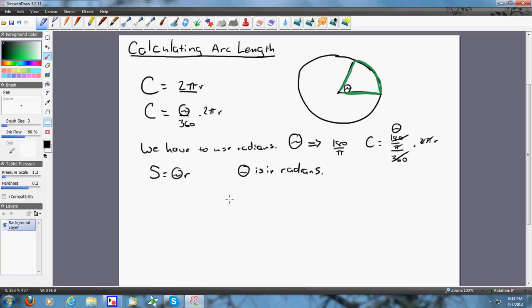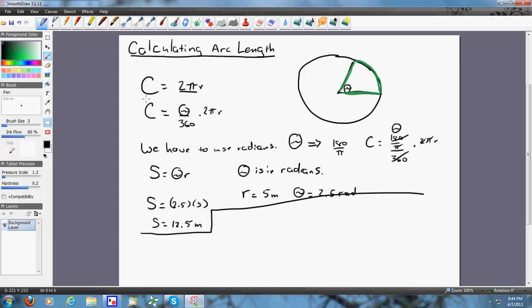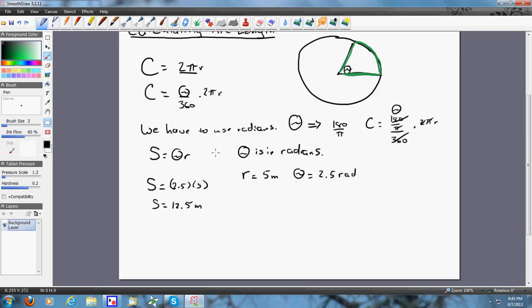So if we had an arc length where the radius was, let's say, 5 meters, and your theta was, let's say, 2.5 radians, all you would do to find the arc length is say S equals 2.5 times 5, and your arc length equals 12.5 meters. So that's it. I'm going to give you another example. I'm going to get rid of some of this.